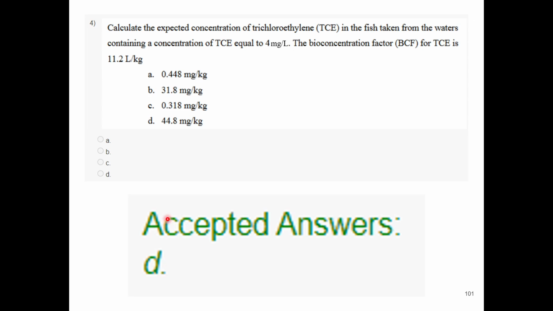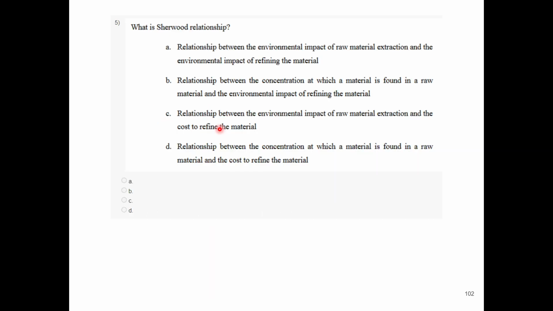So the same has been shown here. TCE concentration in fishes is TCE concentration in water into BCF, that is 4 milligram per liter into 11.2 liter per kg, that is 44.8 milligram per kg of fish. So D, 44.8 milligram per kg, is the correct option.